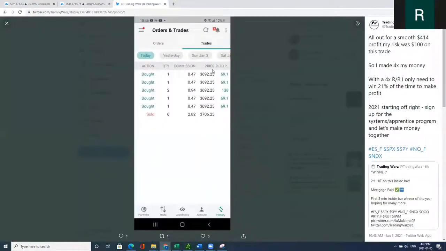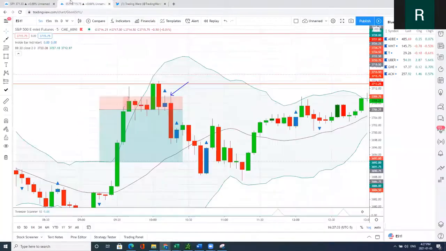But basically, I was able to short. My max risk was $100, and I was able to walk away with a little bit more than 4 times my risk. Something I wanted to point out to you guys is if I trade for 4-to-1 risk to reward, I only need to win 20% of the time to make a profit. So literally 21 out of 100 trades is going to make a profit.